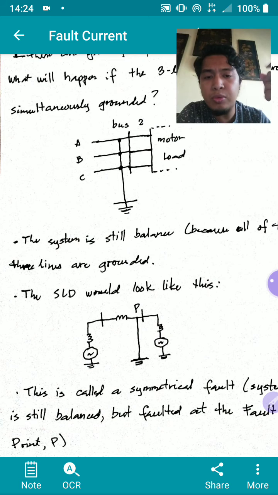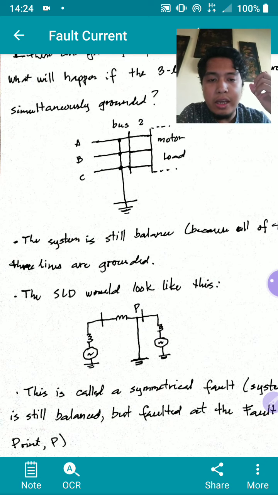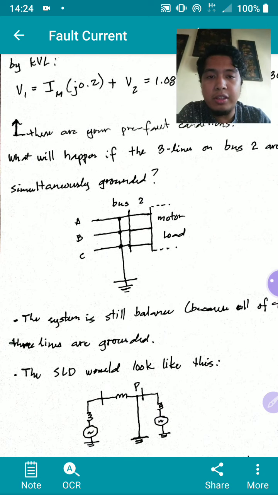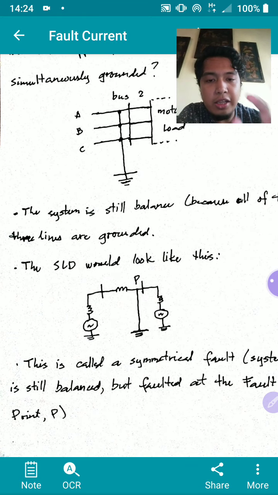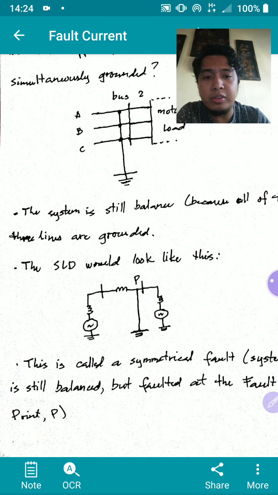Basically, I introduced you to what faults are, and then I demonstrated a symmetrical fault here. Okay, and what is the fault point? It's basically the point where your fault occurs.